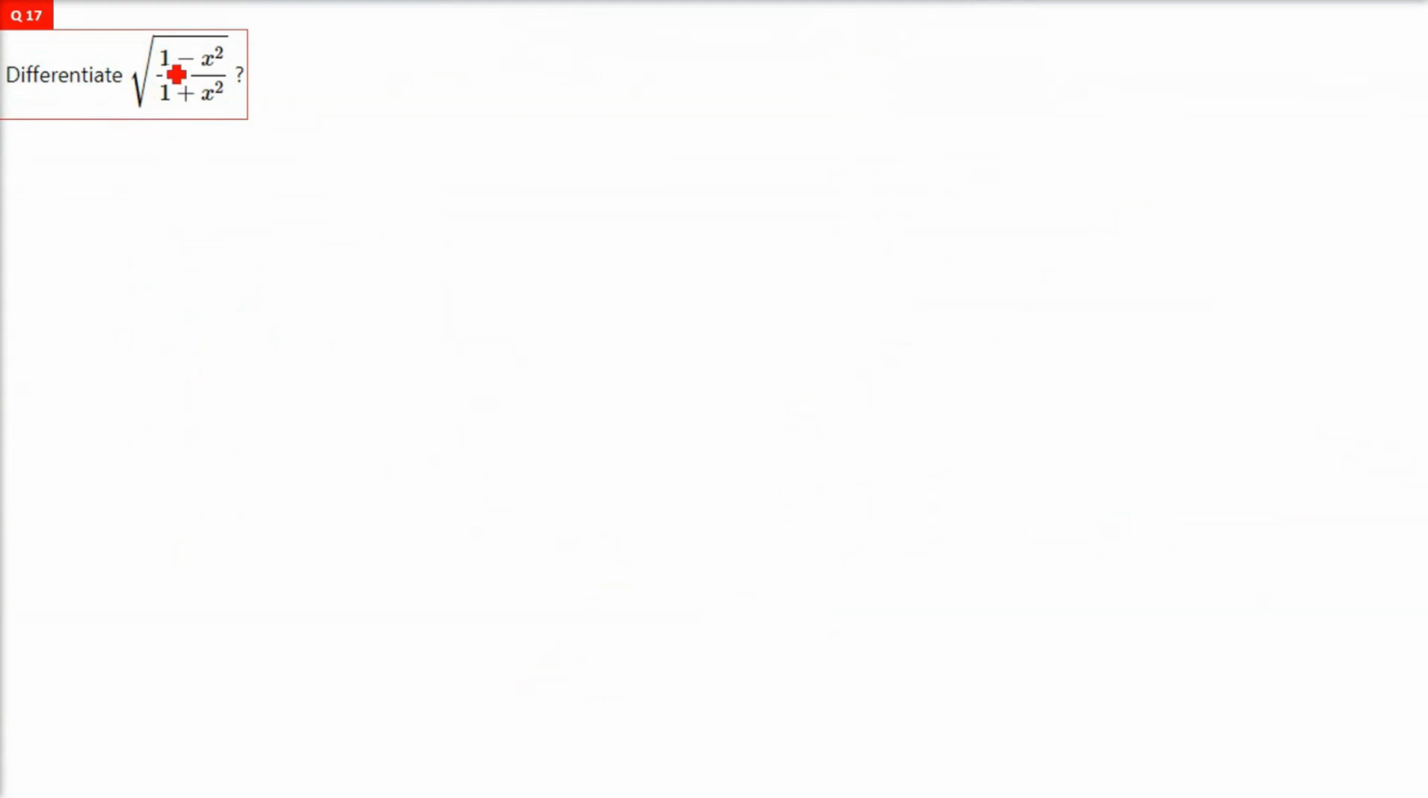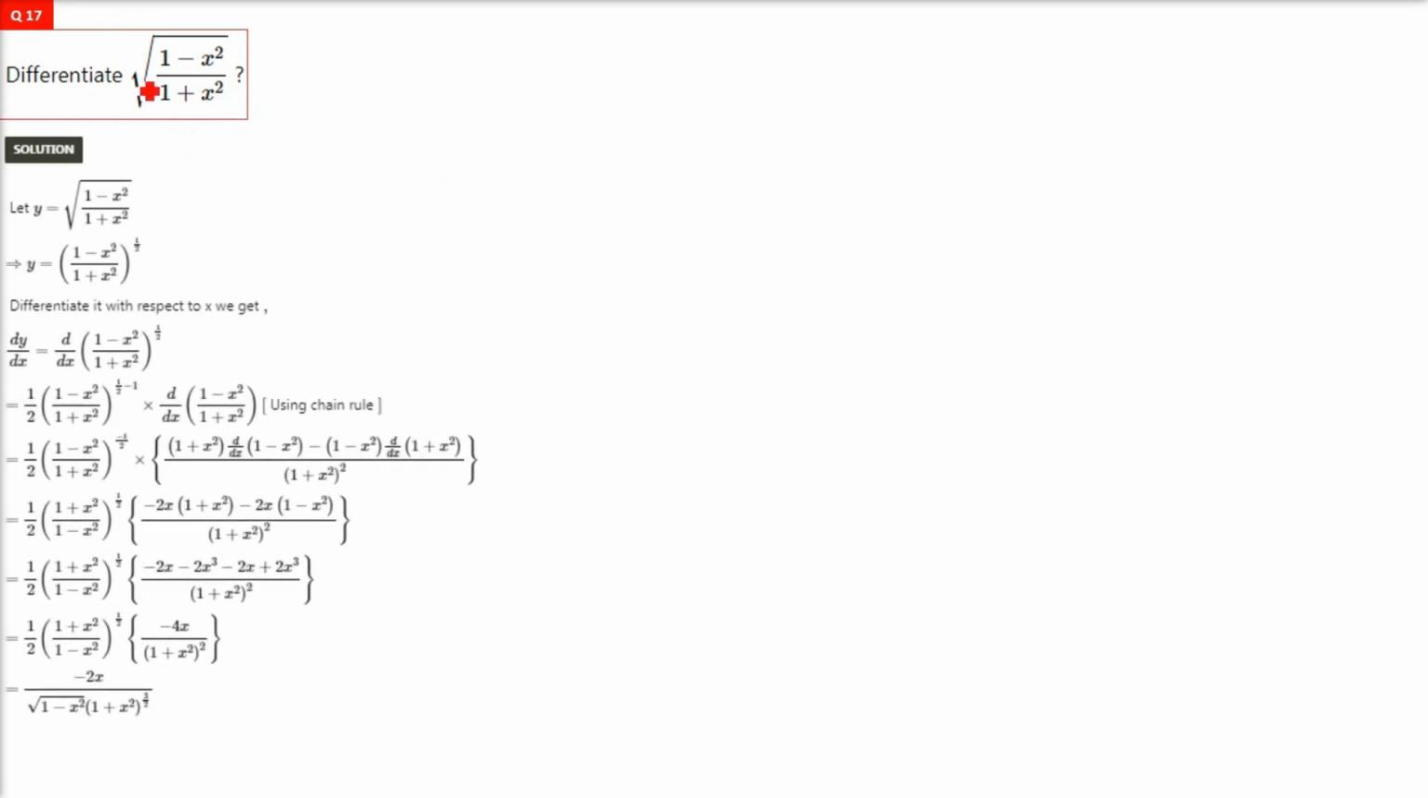Differentiate under root of (1 minus x square) by (1 plus x square). In this differentiation, we assume something first, because we need to apply the chain rule. We assume that something is inside the under root, say y equals under root z. Now this z will be differentiated later on until there is nothing left for differentiation.